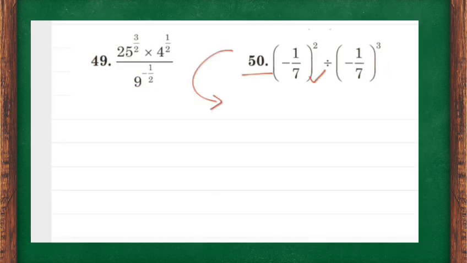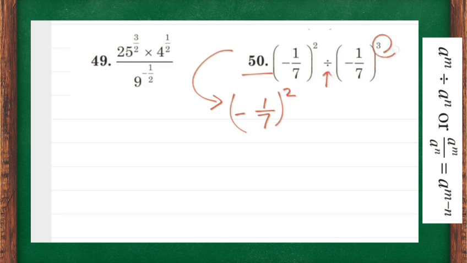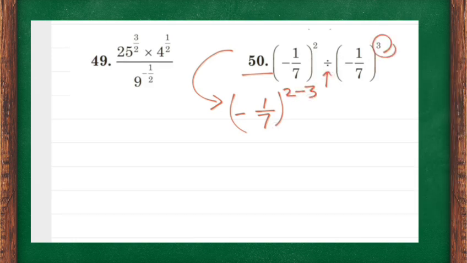Now, come to next question. Right? Here we have negative 1 over 7 whole squared. So our base is equal, and the division sign is there. So what we will do? Base over, 2 and negative 3. Because we know that, right? The rule. Now we have negative 1 over 7 raised to the power negative 1. And negative 1 means we can reciprocate it, right? So our answer will be negative 7.